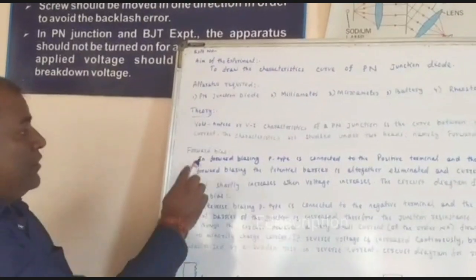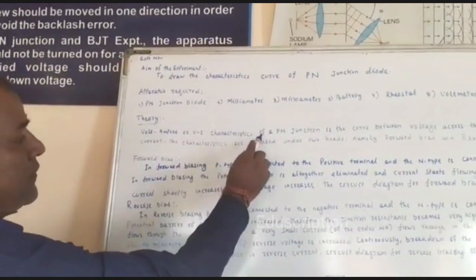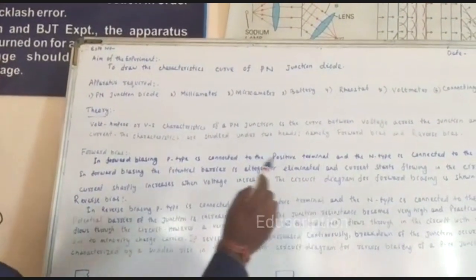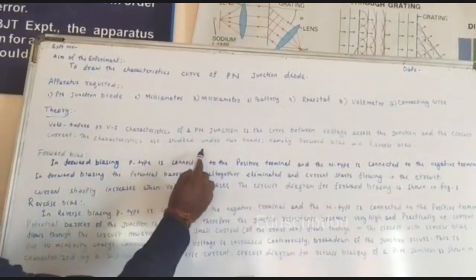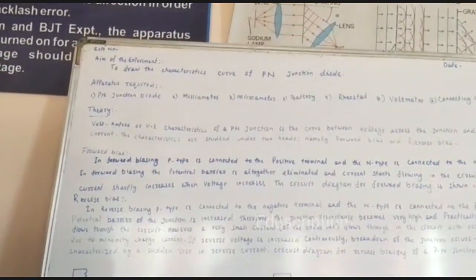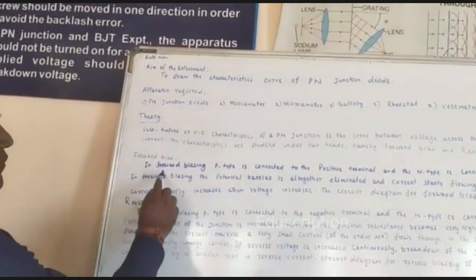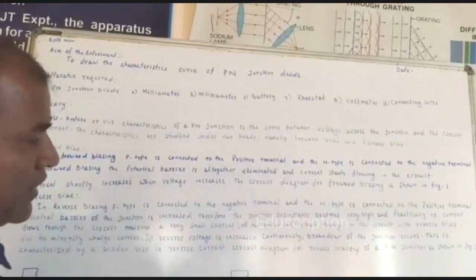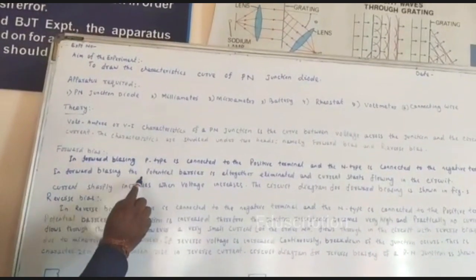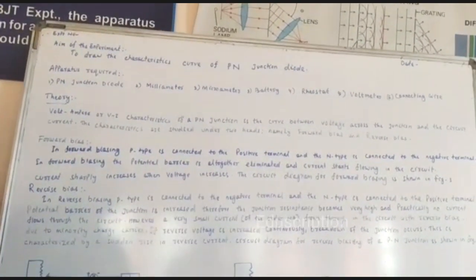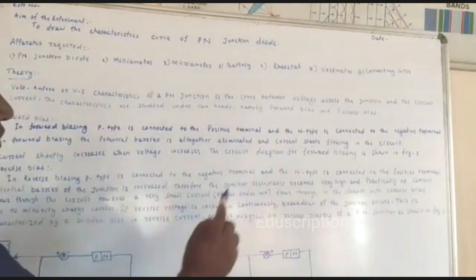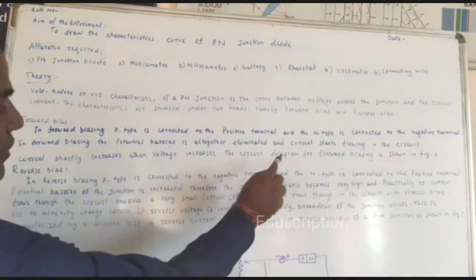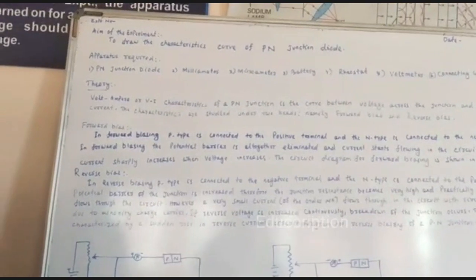Theory: the volt-ampere or VI characteristic of a PN junction is the curve between the voltage across the junction and the circuit current. The characteristics are studied under two heads, namely forward bias and reverse bias. In forward bias, the P type is connected to the positive terminal and the N type to the negative terminal. In forward bias, the potential barrier is eliminated and current starts flowing in the circuit. Current sharply increases as voltage increases. The circuit diagram for forward bias is like this.